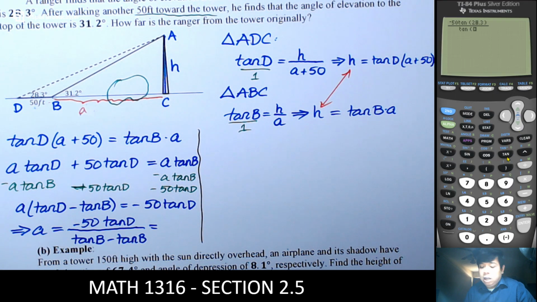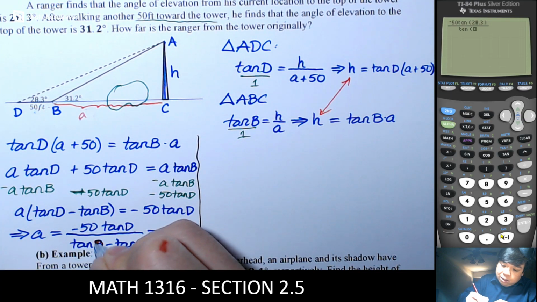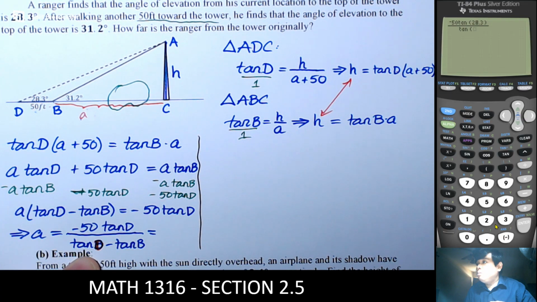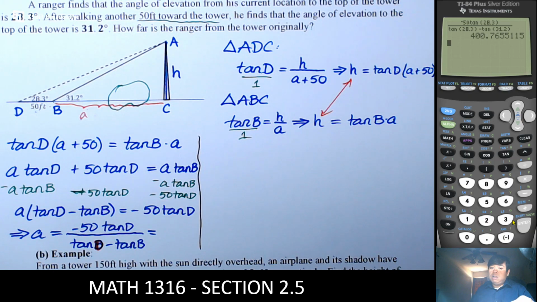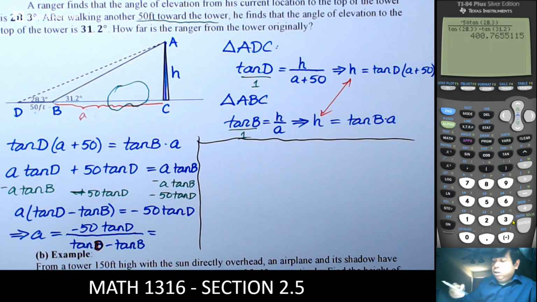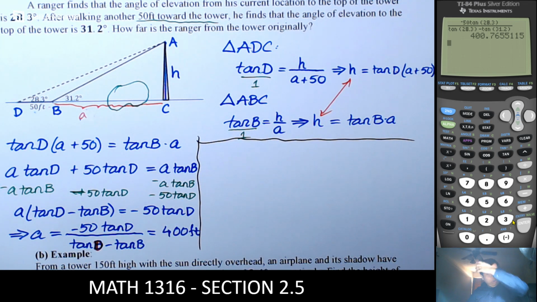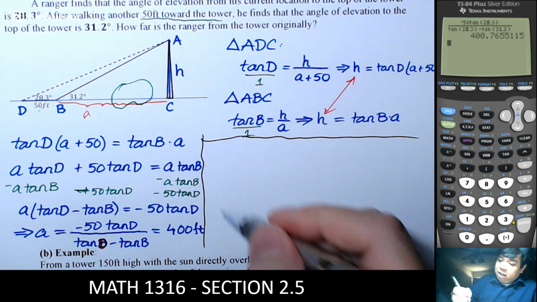And then at the bottom, tangent of D minus tangent of B. So this is D: tangent of 28.3 minus tangent of B, 31.2. And we have about 400 something. So A is about 400. So when we do that, we have A is equal to 400. The unit is feet. So 400 feet. And finally, the height is equal to tangent B times A.